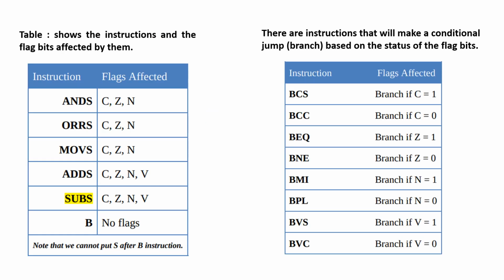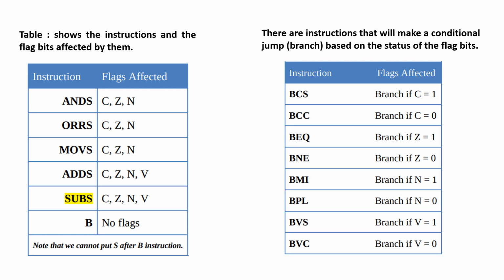Now, let's see which instructions affect which flags. As can be seen from the first table, ANDs affect C, Z, and N. ORs affect C, Z, and N. Moves affect C, Z, and N. ADDs affect C, Z, N and V, all the condition flags. SUBS also affects all the condition flags. B affects no flags. B is actually for branch. We'll see them again in detail in the coming videos.